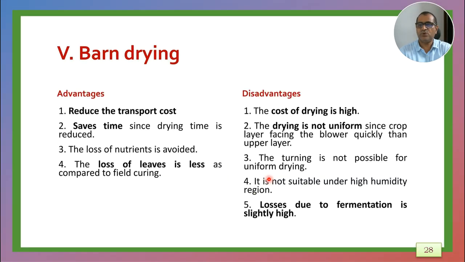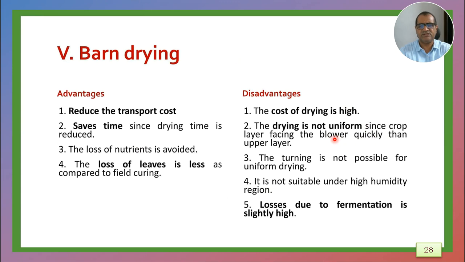of India also. So the advantages of barn drying are that it reduces the transport cost totally, saves time, and the hay can be stored. Then the loss of nutrients is always avoided. The loss of leaves is very less. So these are all the advantages.